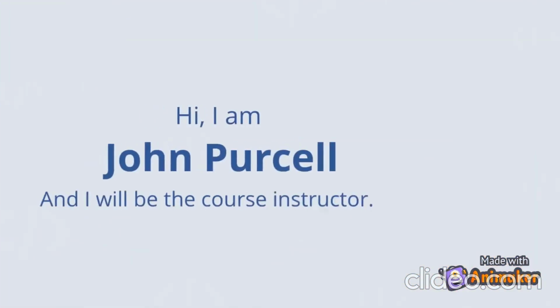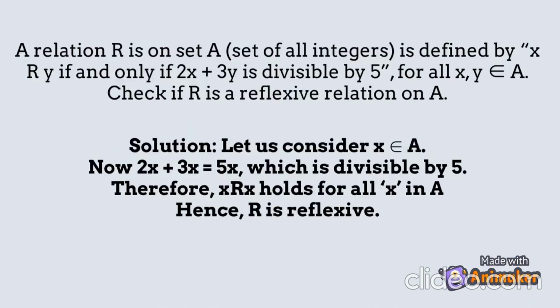We know that X is related to Y if and only if it satisfies the equation, divisible by 5. So from here, we consider X in A, and it satisfies the equation above. Therefore, X is related to X holds for all X in A. Hence, R is reflexive.